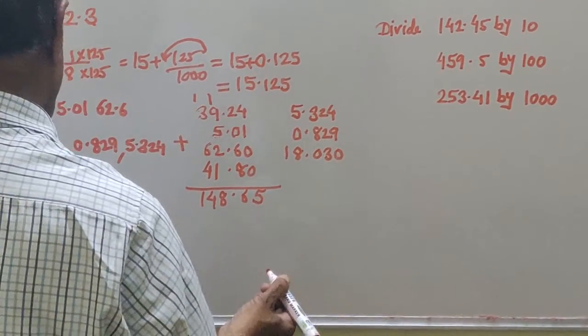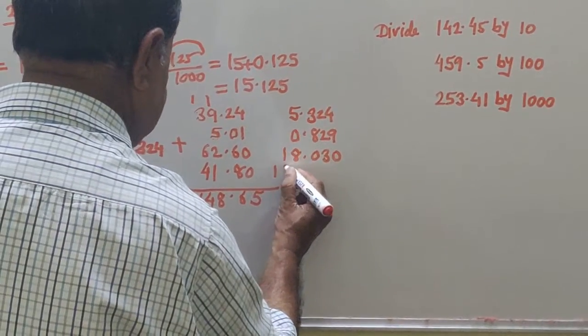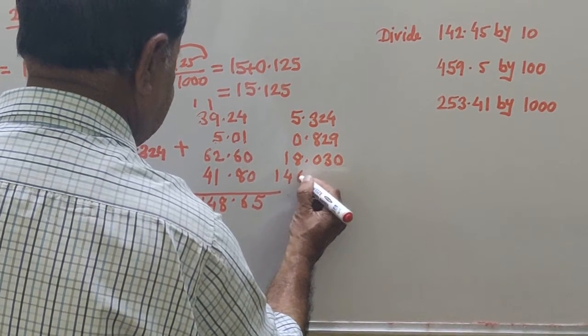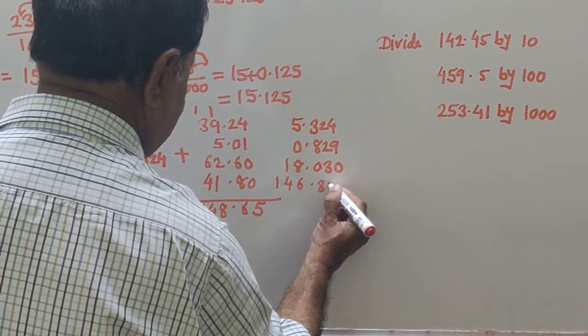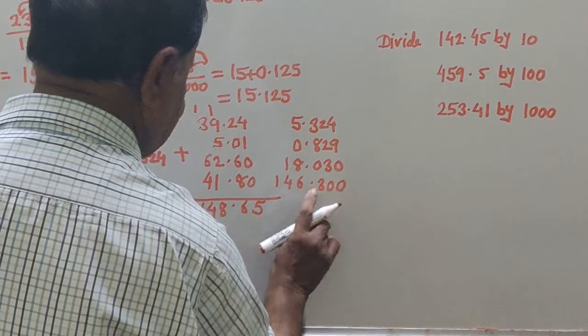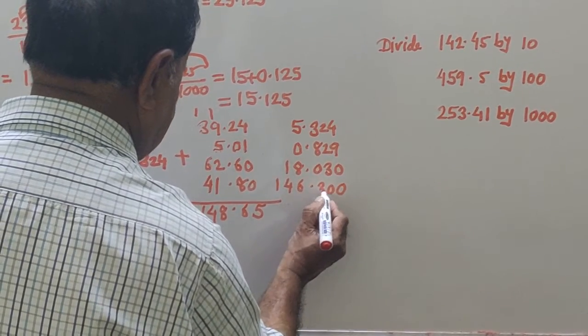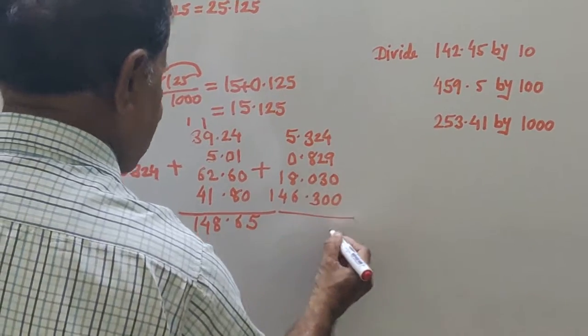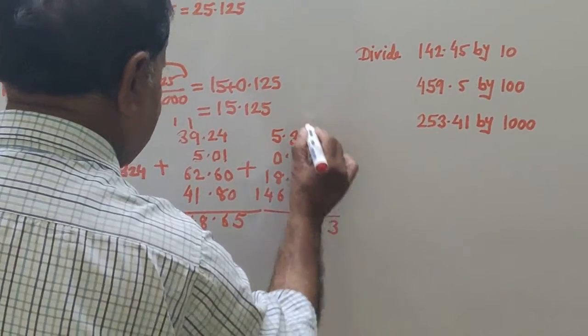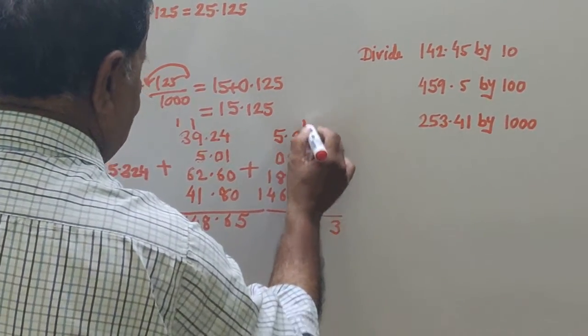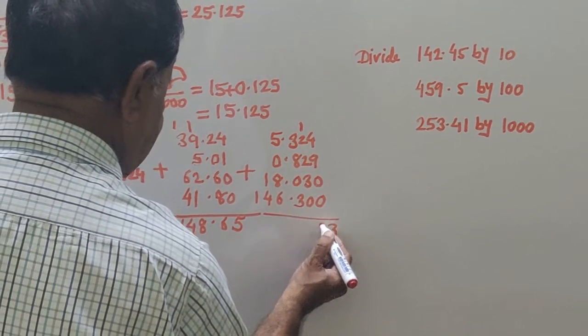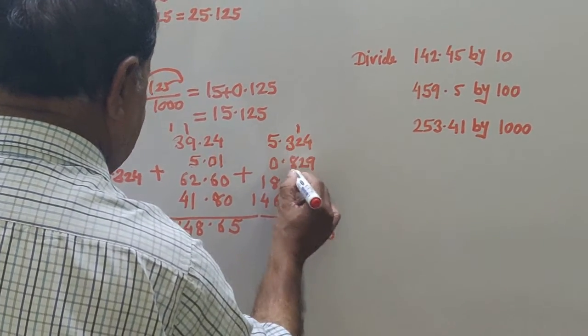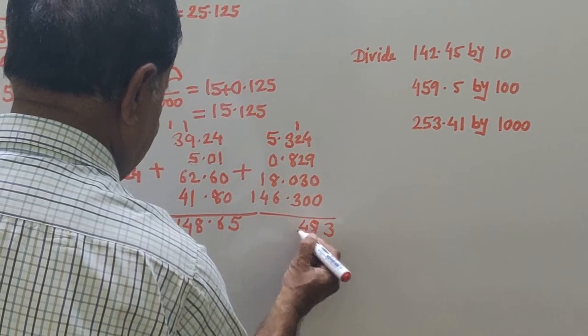Okay. Now 146.3 is given, so I will put here 2 zeros. Okay. This is 3. Now I can add this one. 9 plus 4 is 13. Carry 1. 2 to 4, 5. 5 plus 3 is 8. 8 plus 3, 11. 11 plus 3 is 14.